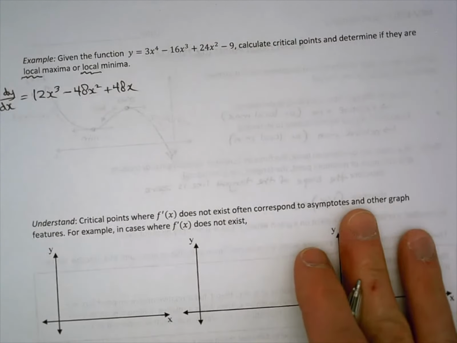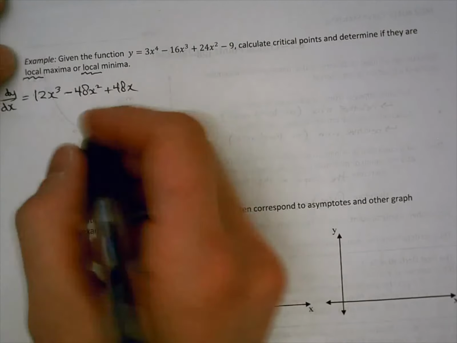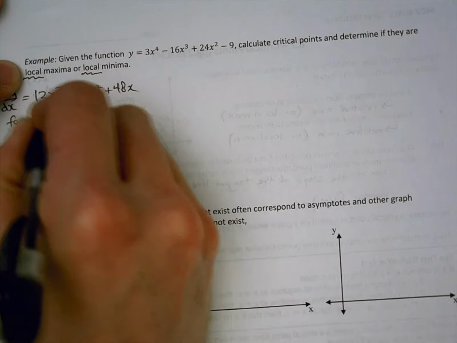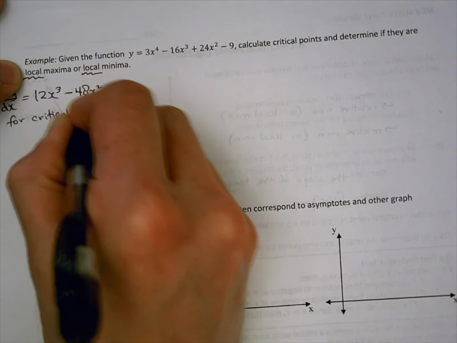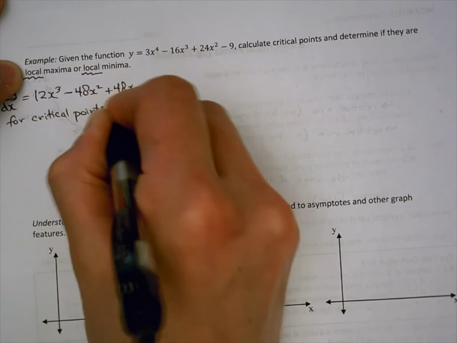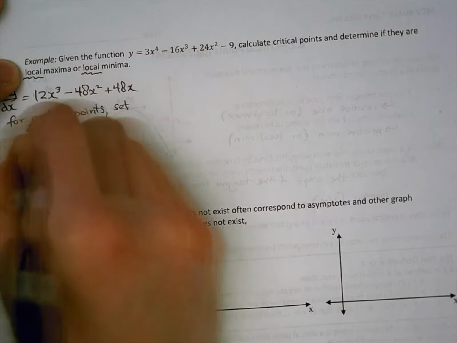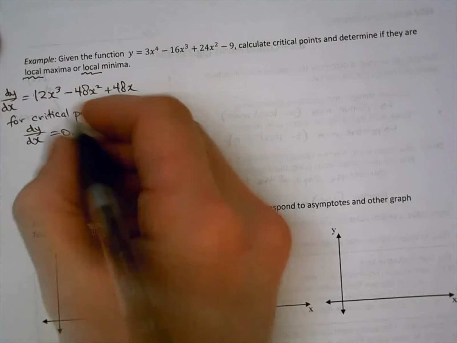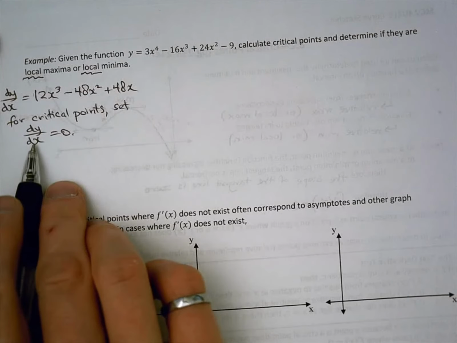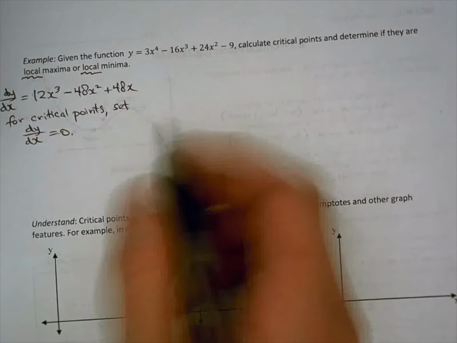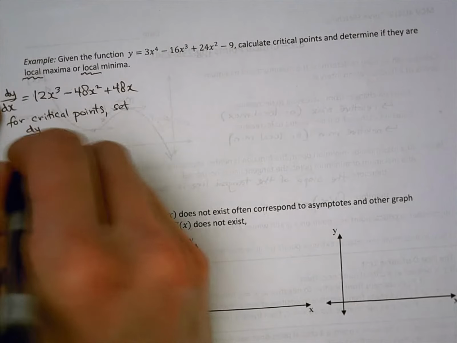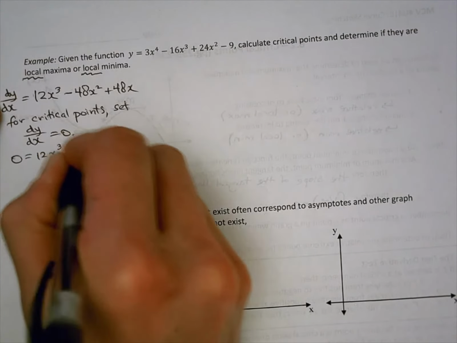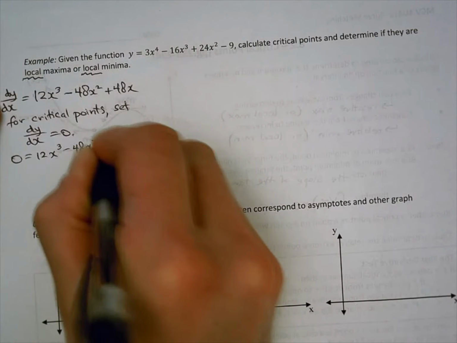Okay, now to find the critical points, we set dy dx equal to 0. So I end up with, technically I should be looking for where dy dx does not exist, but again, I know it's not really going to happen for this question because it's a polynomial. So I get 0 is equal to 12x cubed minus 48x squared plus 48x.